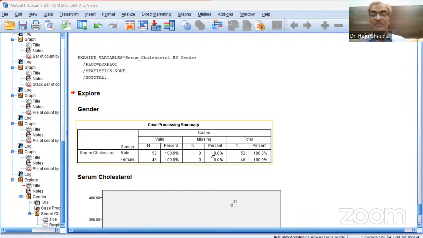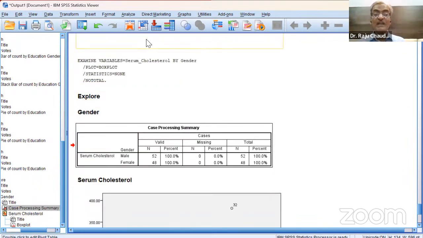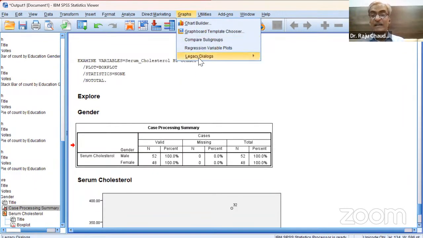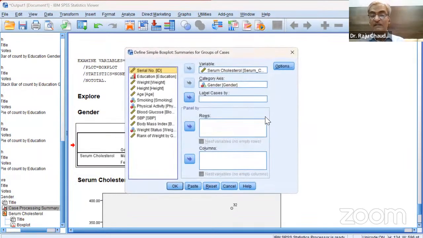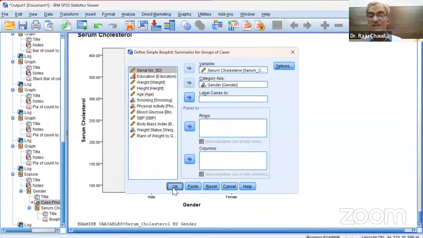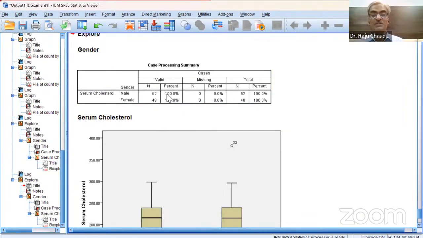Okay. So see, when I have analyzed graph, legacy, box plot, simple, and I have used these options, right? Serum cholesterol as a category, a numerical variable, because box plot is for the numerical variable. Okay. So click OK, right? So actually it is repeated, no issue, right?